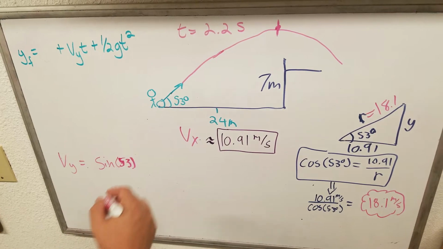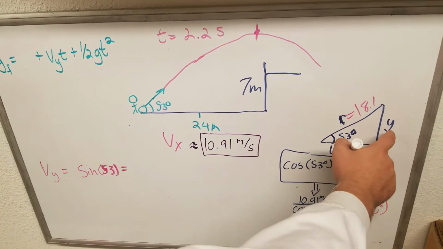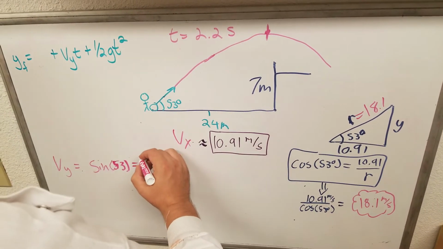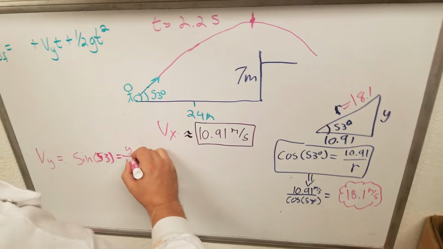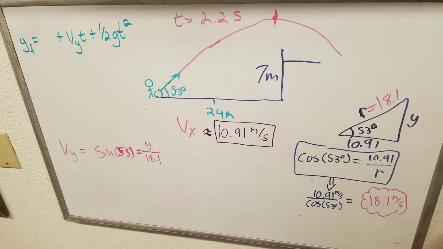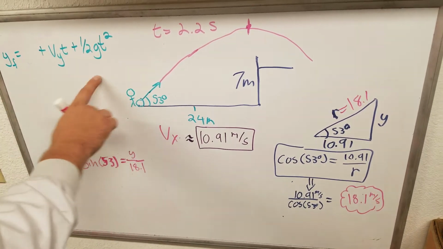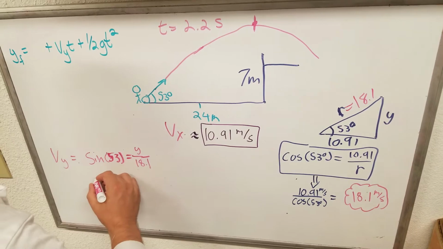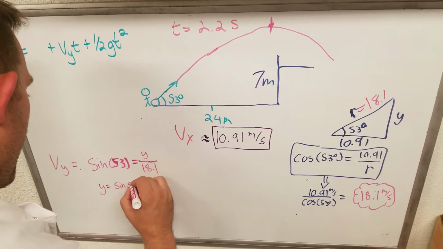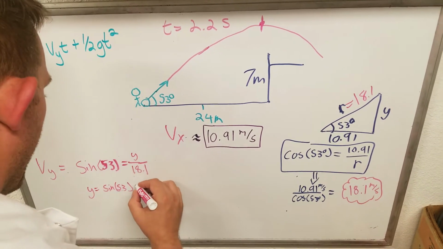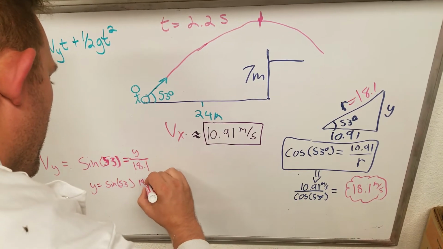Sine of 53 is equal to, well, opposite over hypotenuse. So it equals y over 18.1. And once again, we need to get y by itself because we just want to know what our y velocity is for this situation up here. So rearrange, that just becomes y equals sine of 53 times 18.1, right? Because we multiply both sides by 18.1, it just comes right over.